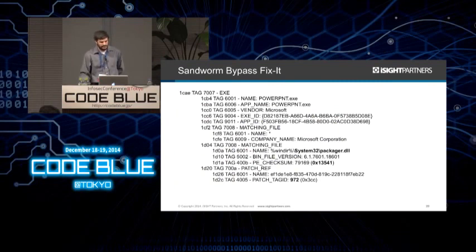So shortly thereafter, Microsoft released a fix-it. This is a snippet of the output from SDB Explorer viewing the SDB file that they released. I've got highlighted here in bold the matching file entries. In this particular case, it's looking for packager.dll. So when PowerPoint starts, this doesn't actually do anything. It waits until packager.dll has been loaded into the PowerPoint process's memory space. If it does that, then it's going to apply this patch ref.